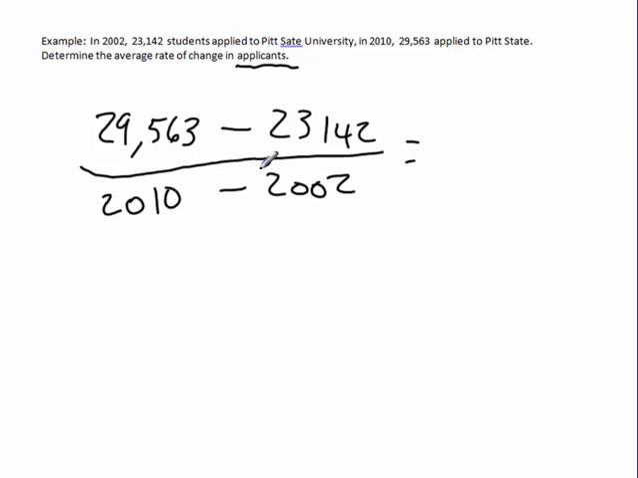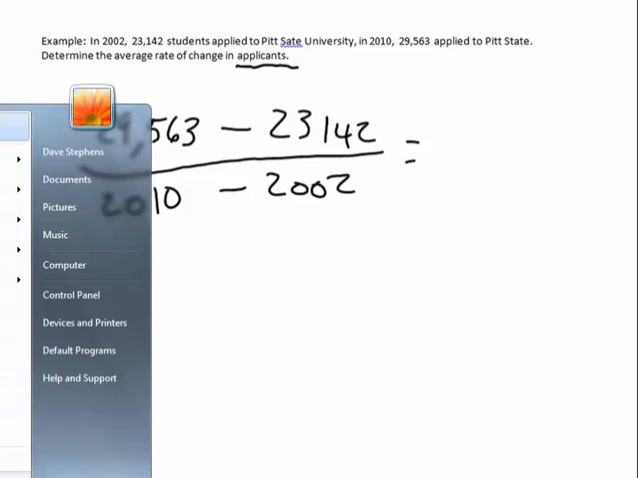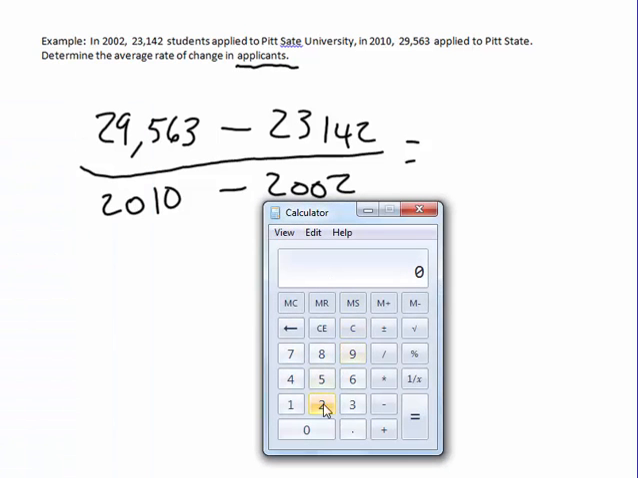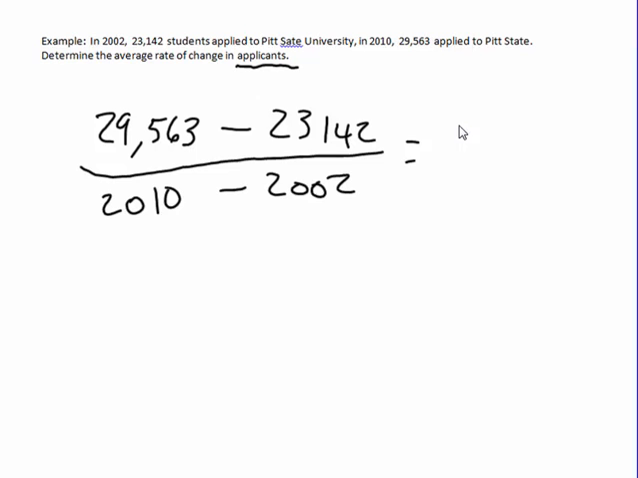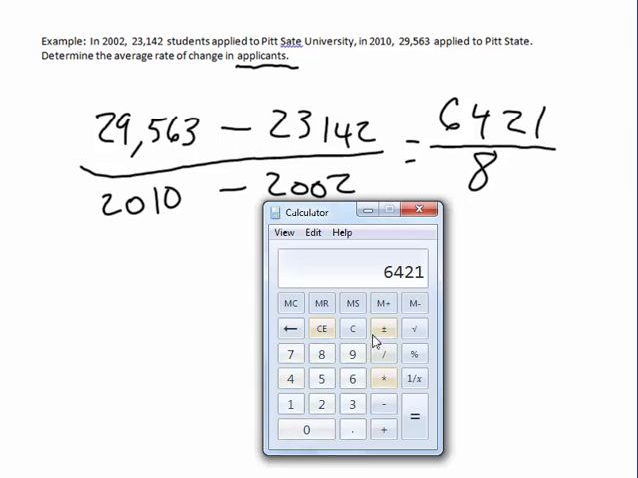I'm going to need a calculator. Okay, so 29,563 minus 23,142 is 6,421, over the span of 8 years. I know 8 doesn't go in there evenly, but let's figure out what that is. So we could divide that by 8.